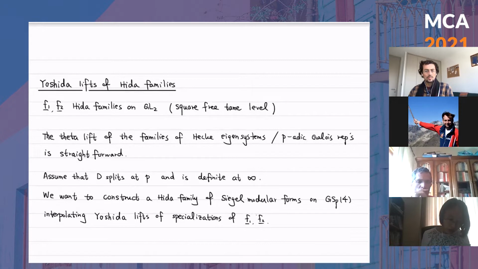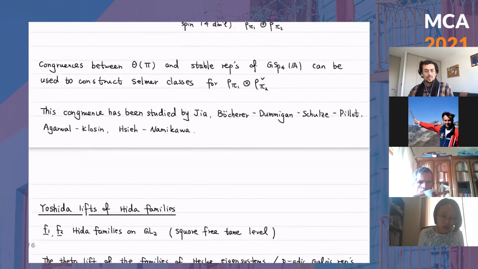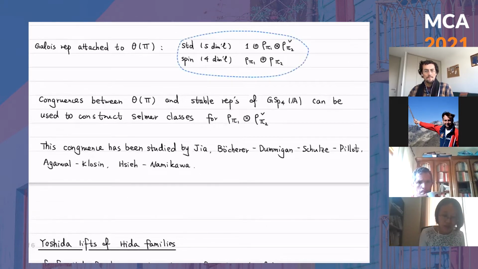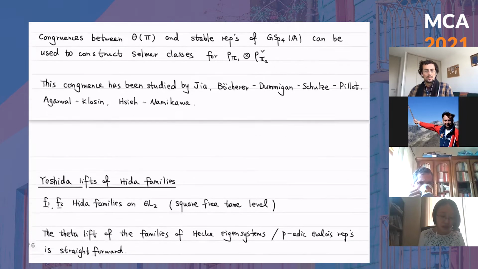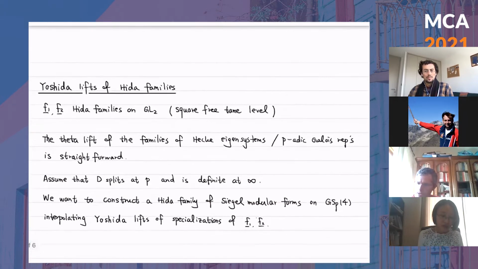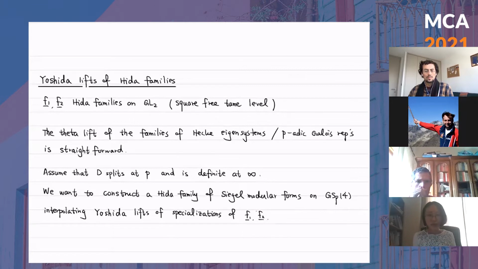So we want to consider the theta lift. If we just want to do the theta lift of eigensystems, it's straightforward because we already have the result here. You just take the eigensystems and form the direct sum, and you will get the family of eigensystems. This is a bit like the case of Eisenstein series. If you want to consider the Eisenstein family of eigensystems, it's also very easy and straightforward because it's just a direct sum.